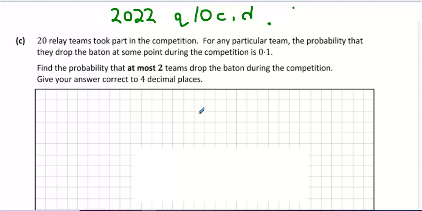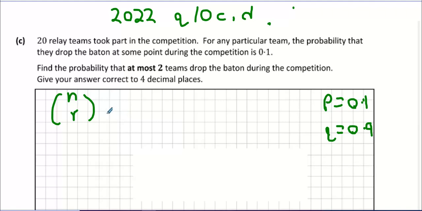So what you're going to say is that your probability of not dropping the baton is 0.9 and your probability of dropping it is 0.1. Now, at most two teams drop the baton. So we'll actually treat the probability of success as 0.1 and the probability of not dropping it as 0.9. We're going to use the binomial term, and we're going to use p to the power of r and q to the power of n minus r. And your n value is 20 because there are 20 teams in the race. Okay, and we have our p and q value.